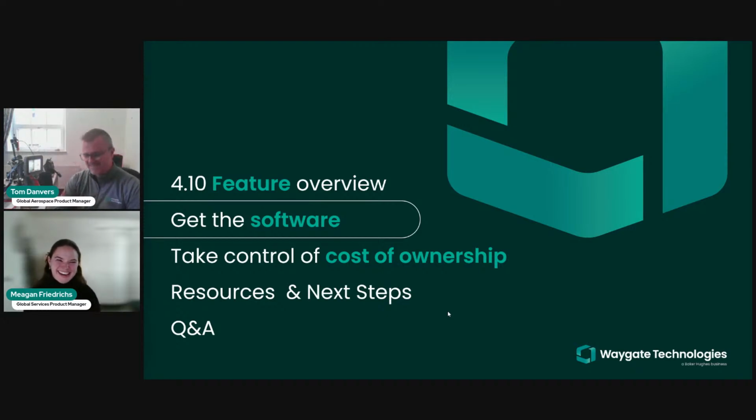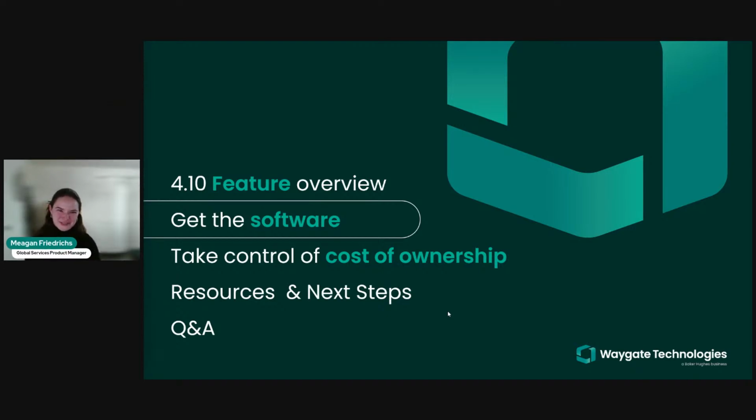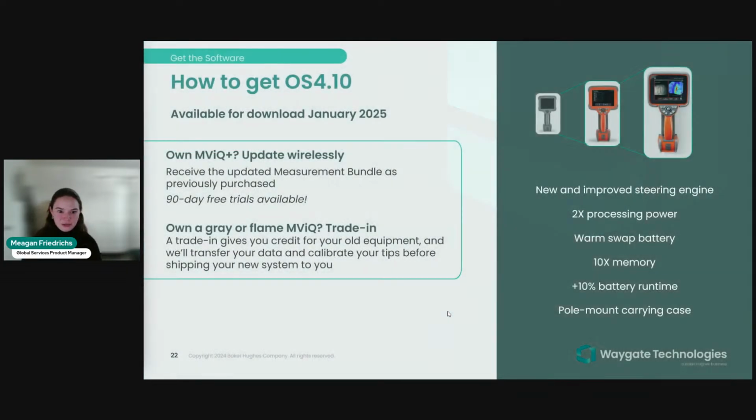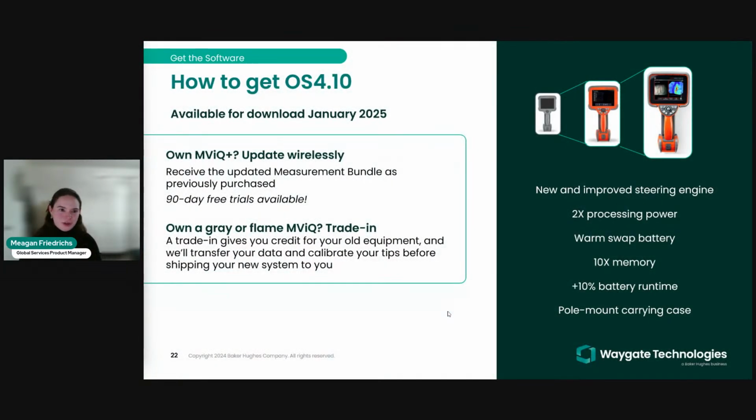I hope everyone is as excited as we are about the OS4.1 launch. The software update will be available for download in January. If you already have one of our measurement bundles or an MViQ Plus Pro, you'll have access to the new software that's relevant to your bundle upon that download. If you want to try out the new features before you buy or before you upgrade to a new bundle, we also offer 90-day trials.